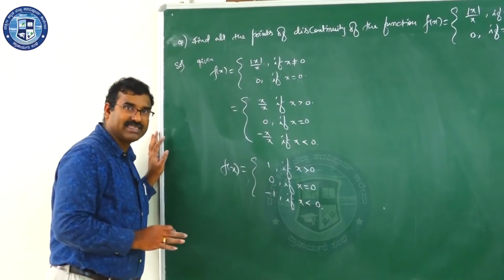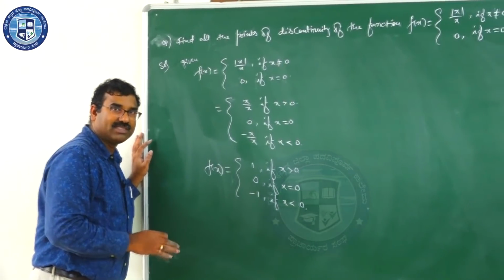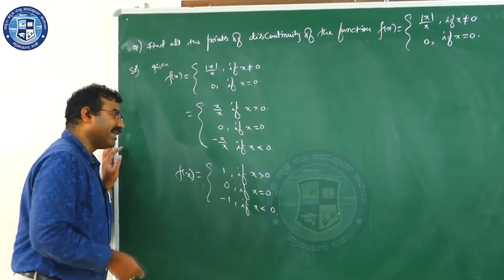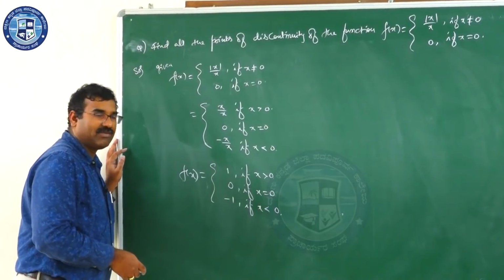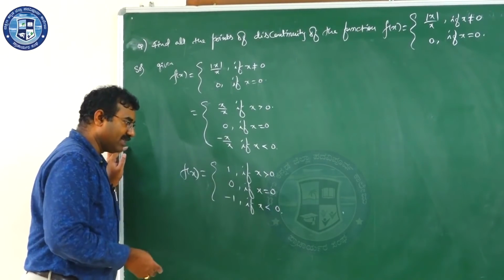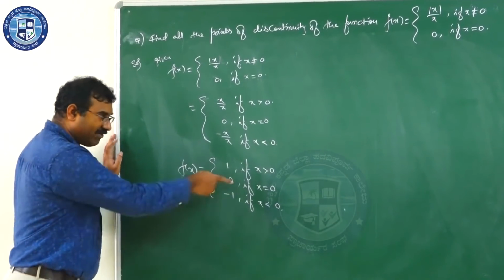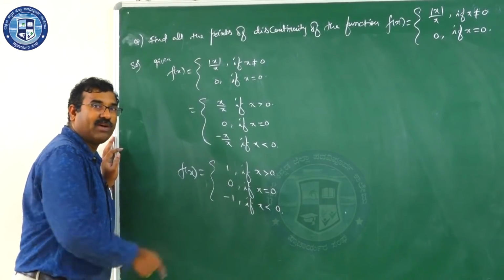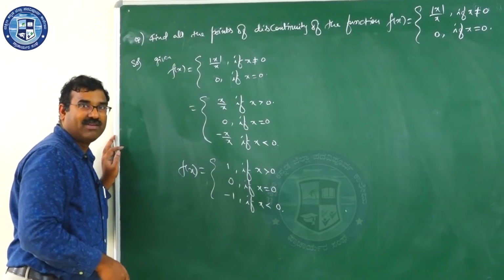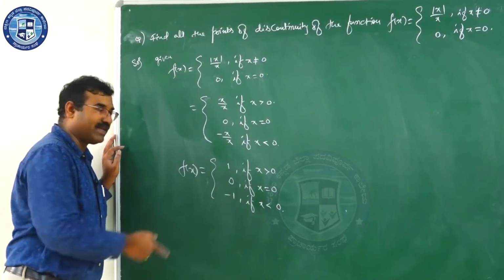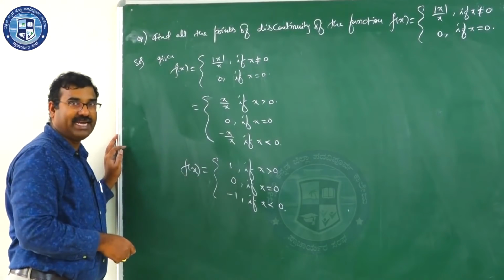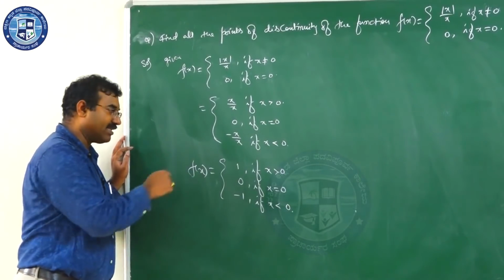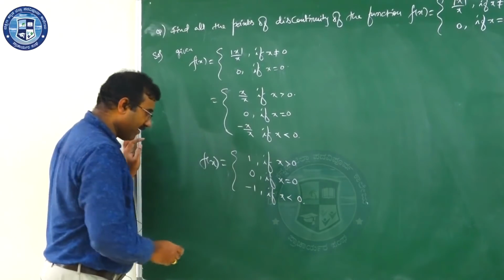What are those 3 cases? c less than 0, c equal to 0, c greater than 0. 3 cases we have to work out for this problem. Okay, and what is the doubting point? The doubting point is x equal to 0. Why do we call it a doubting point? Because the function is splitting at x equal to 0. That's the reason.